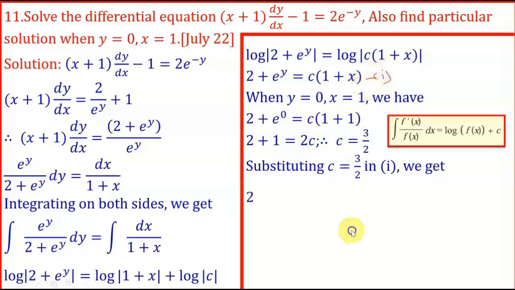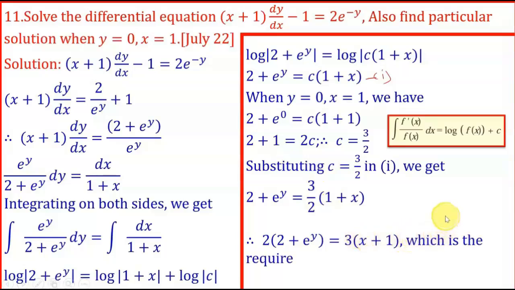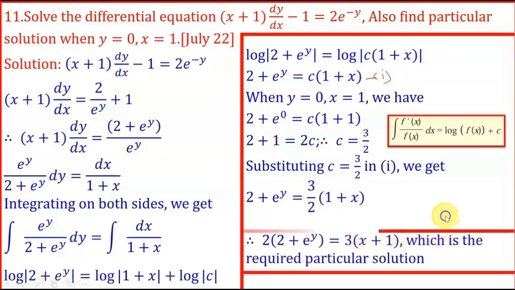And after substituting, we will have the particular solution. What is that? 2 plus e raised to y is equal to 3 by 2 in bracket 1 plus x. Okay, next, more simplification, which is the particular solution. Shift this 2 to the left hand side. Then you will have 2 in bracket 2 plus e raised to y is equal to 3 in bracket x plus 1.